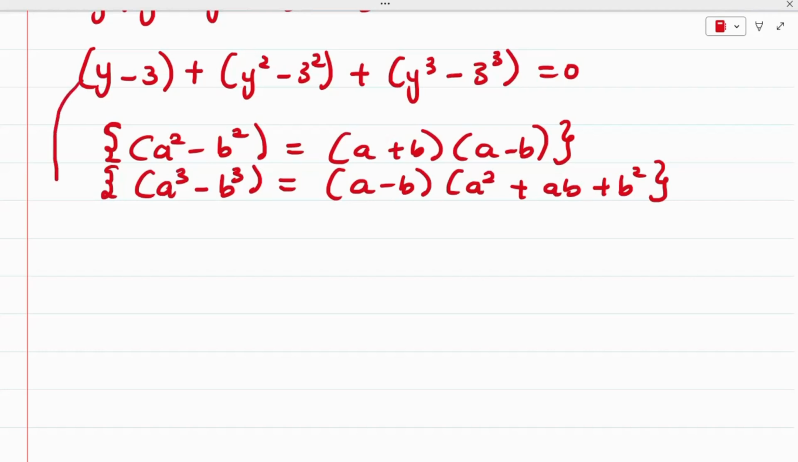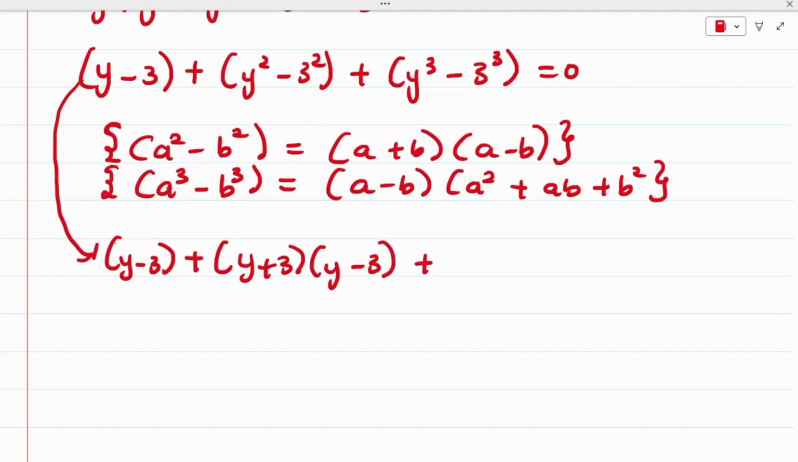So from here up to this point, we are going to have y minus 3 plus, now for y squared minus 3 squared, this is going to become (y plus 3) multiplied by (y minus 3) plus, now for y cubed minus 3 raised to the power of 3, whereby we have a to be y and b to be 3, this becomes (y minus 3) into (y squared plus y multiplied by 3 plus 3 squared), and this is equal to 0.